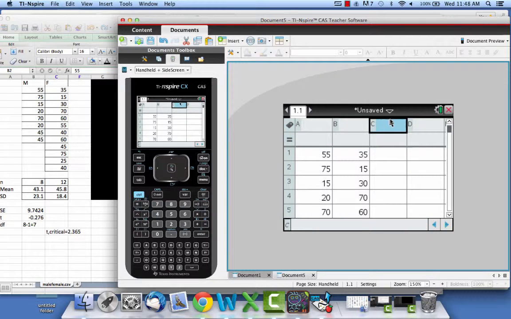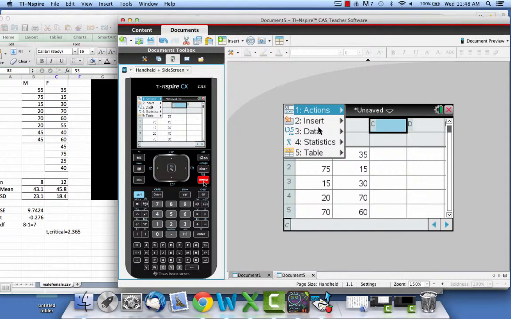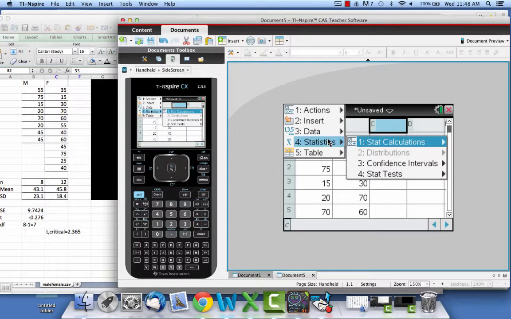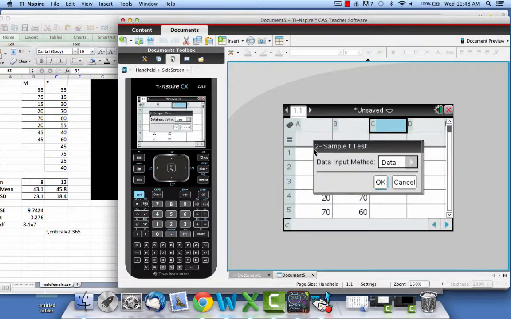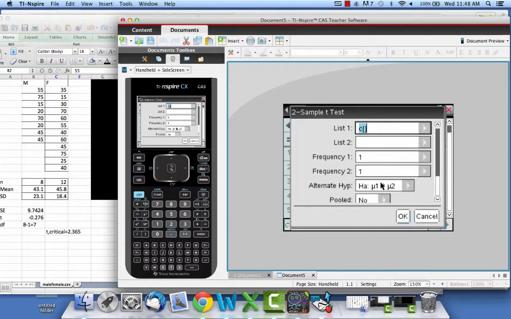So then I'm going to go Menu, Statistics, Tests, two-sample t-test. We're getting it from the data because we've given it the lists. If we just were given the means and the standard deviations, we'd use stats. So let's first do it like this. So I'm going to say that my first list is A, my second list is B.